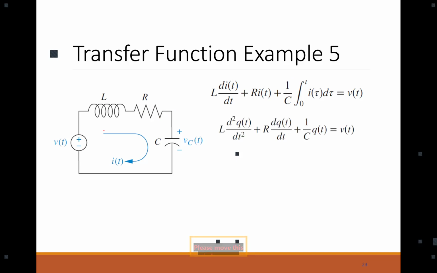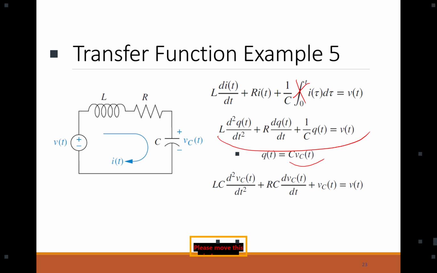Now, we simplify basically that by taking a derivative. Why do we do that? Because we wanted to get rid of this integral. We take another derivative. And now we have a second order differential equation that relates the input and output. Now, q(t) is C times VC, the charge. We replace the current by charge. It's a simplified equation.